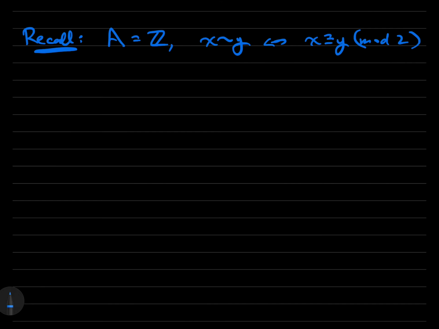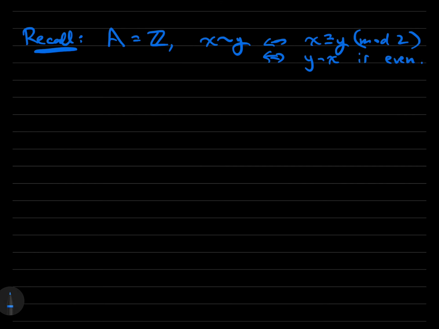Let's revisit this example we did a minute ago. Let A be the integers, and let's say that x relates to y if and only if x minus y is even. We showed earlier that this is an equivalence relation. Now let's think about what the equivalence classes are. What is the equivalence class of the point 0? Well, it's any point that's even. So the equivalence class of 0 is the set of even numbers.